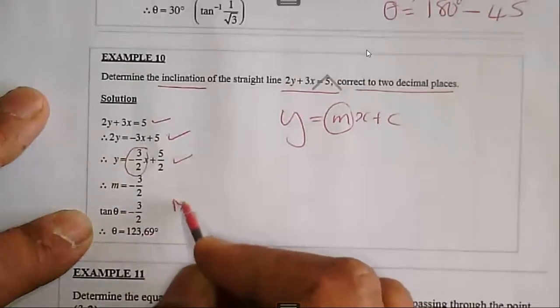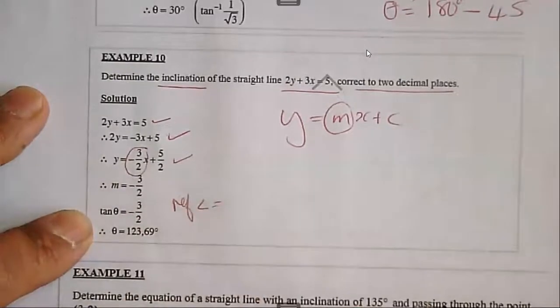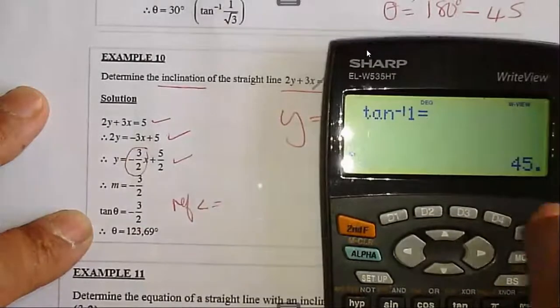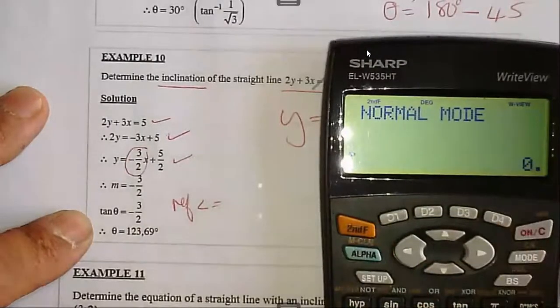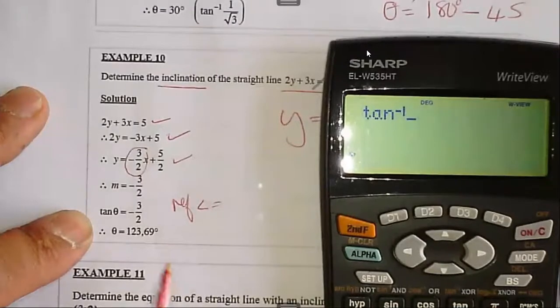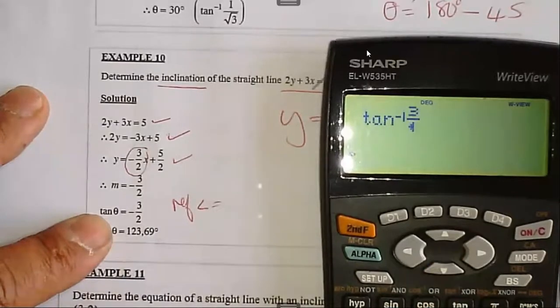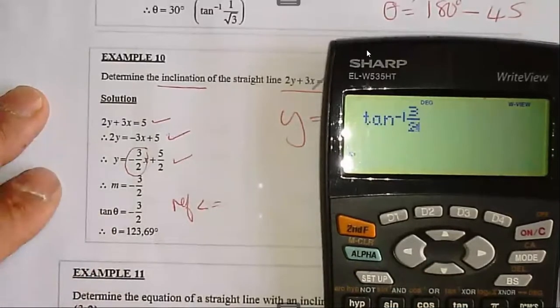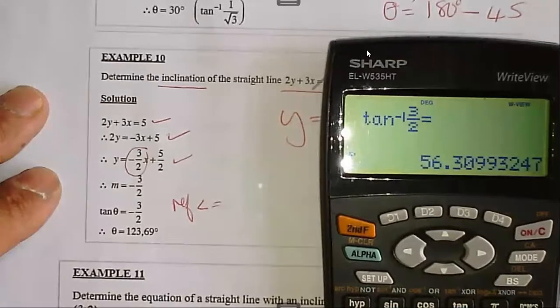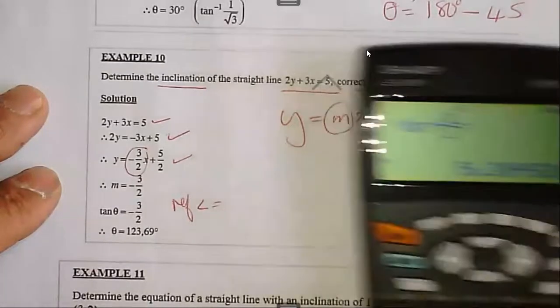So I need my reference angle. For the reference angle, shift tan, right? And then we use a positive 3 over 2. Please be careful. Positive 3 over 2. Don't do the negative. Negative is telling you which quadrant. So therefore, I get 56,309. We normally round off to 2 decimals, so I would say 56,31.